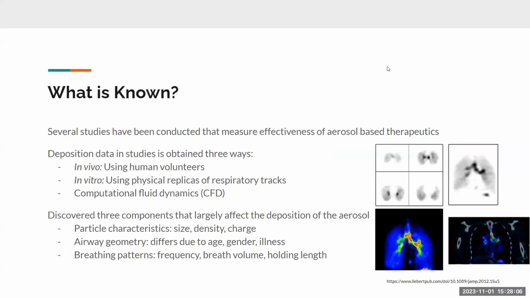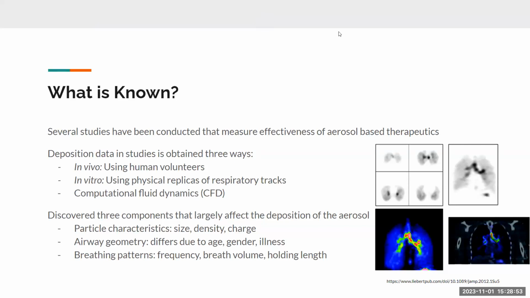So what's known, what's out there? There have been several studies conducted that measure the effectiveness of aerosol and how much of the dosage reaches its target area. Studies have been done for decades, but there are three primary ways to study how much is deposited in the lungs: in vivo using human volunteers, using imaging techniques like planar imaging or photon emission tomography. They also use in vitro physical replicas of respiratory tracts, and computational fluid dynamic models of the flow and the geometry. Through all these studies, three main components have been synthesized that are understood to largely affect the deposition of the aerosol.